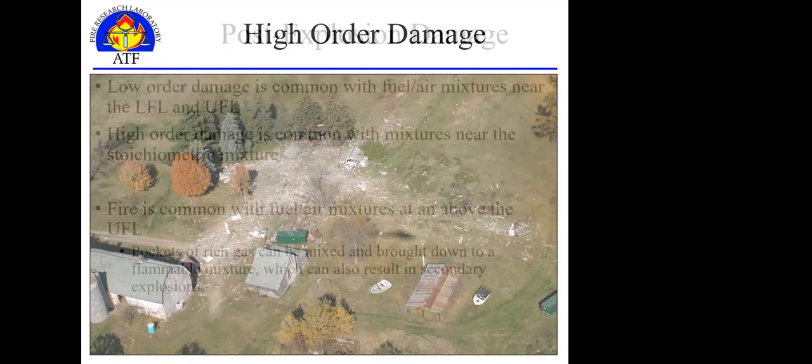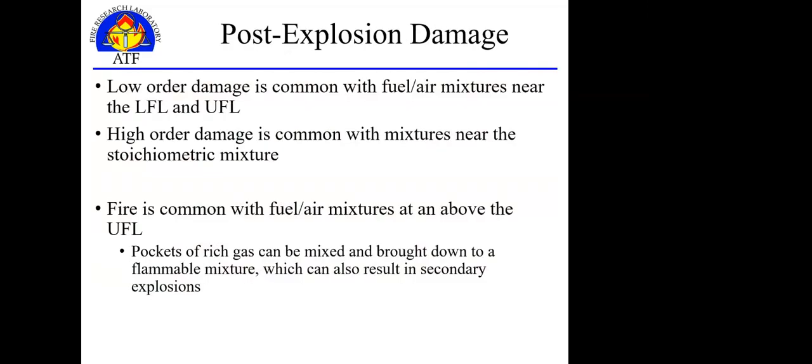Okay. So low order damage we typically see with mixtures near either the lower or the upper flammable limits. Where we tend to get high order damage is with mixtures near or just above the stoichiometric mixture. We also tend to get a lot of post-explosion fire with mixtures close to or above the upper flammable limit.